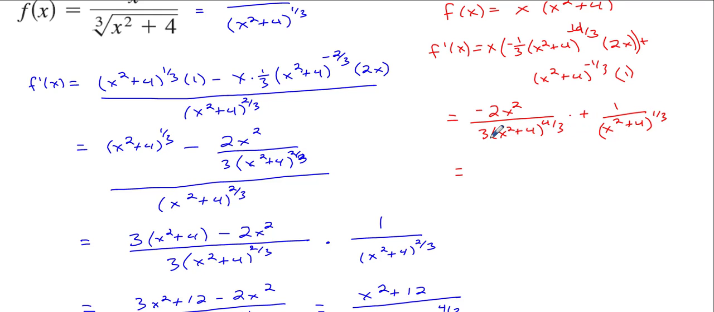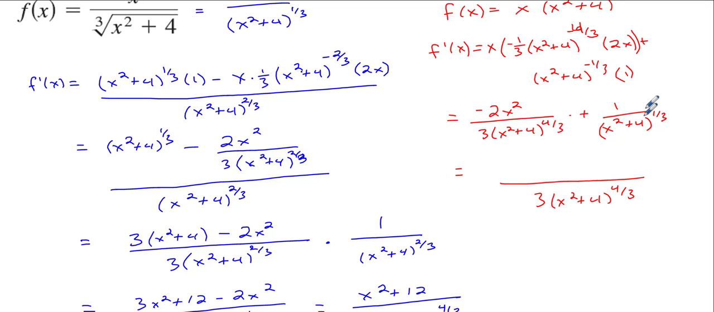Okay. Well, I know we need a 3, right? We need a 3. And the common denominator, well, these are like bases, so you just take the higher power, 4/3. Now, what do you have to multiply this denominator by to get 3 times x squared plus 4 to the 4/3 power? Well, obviously, you're going to multiply by 3. And then you're going to multiply by x squared plus 4 to the 3/3 power.